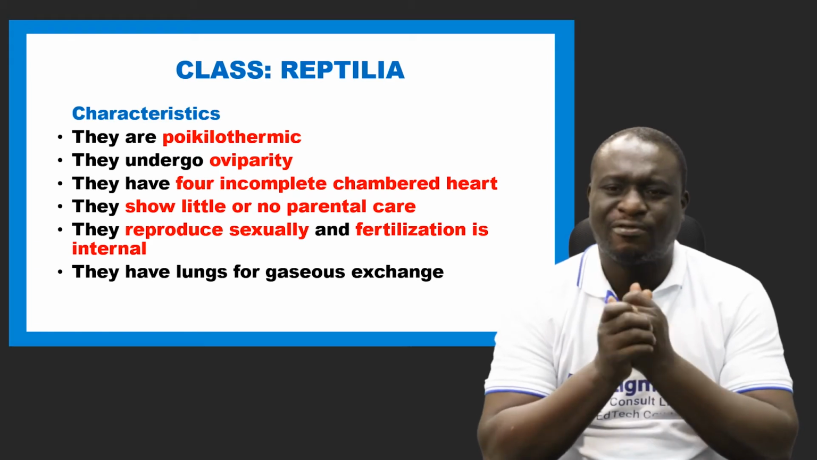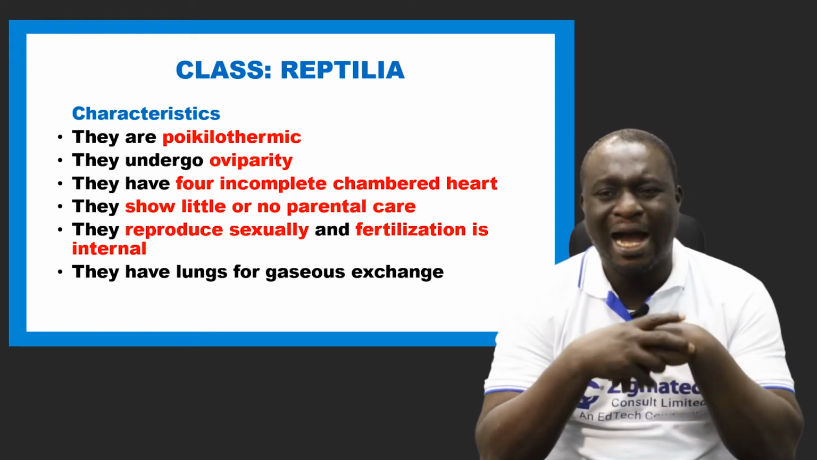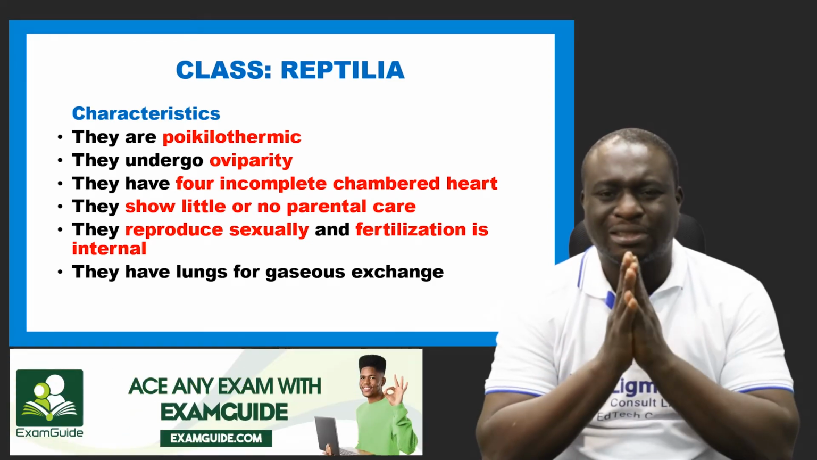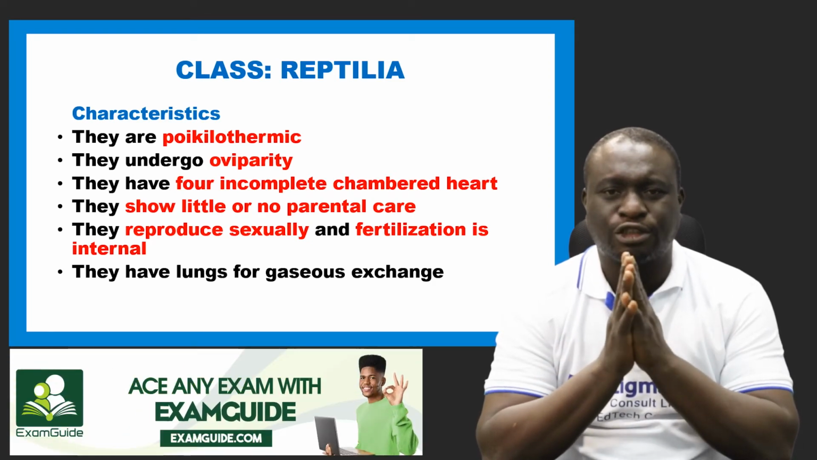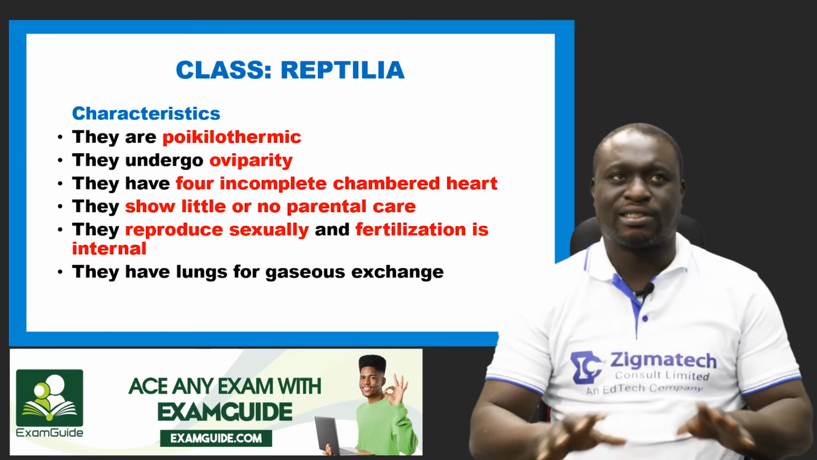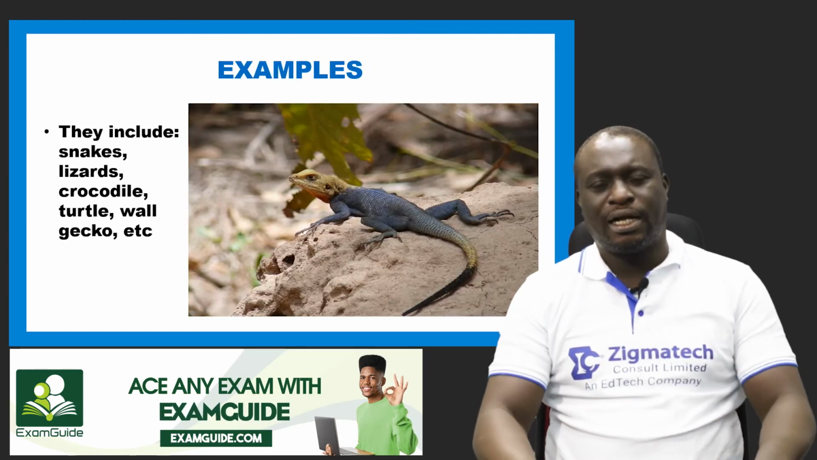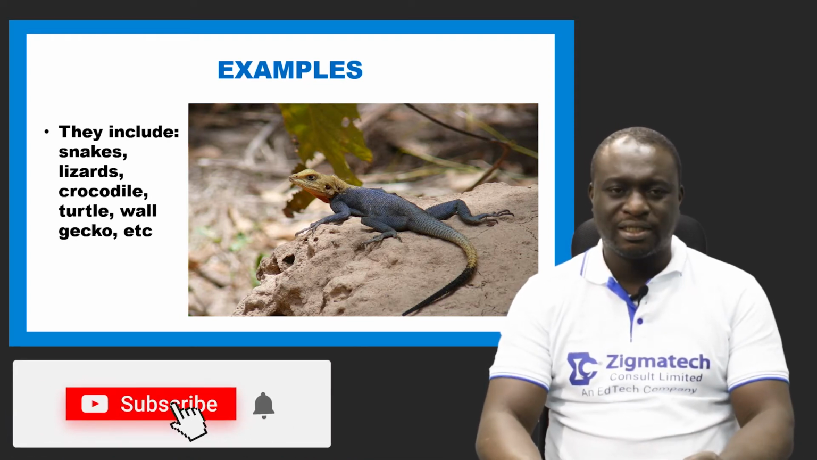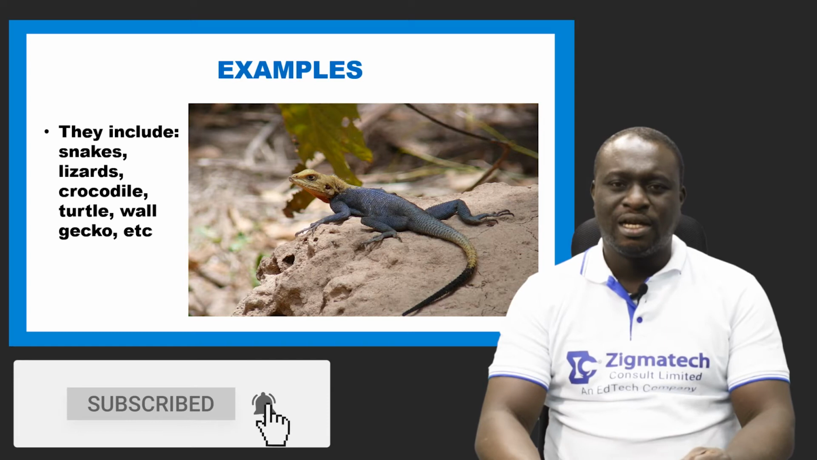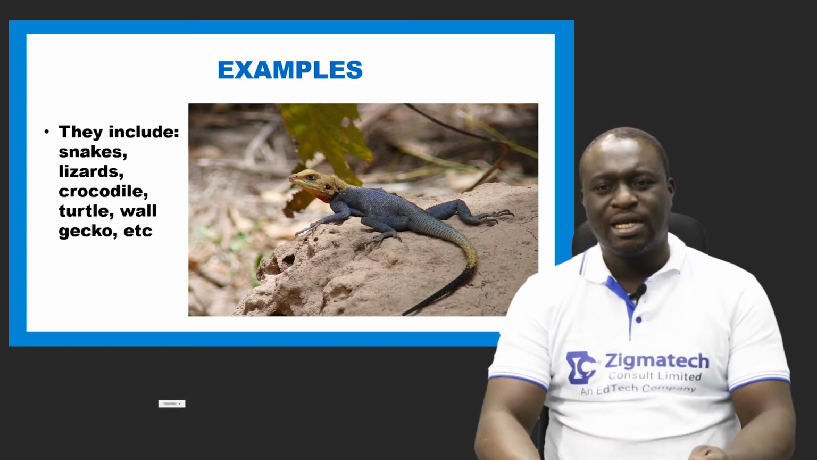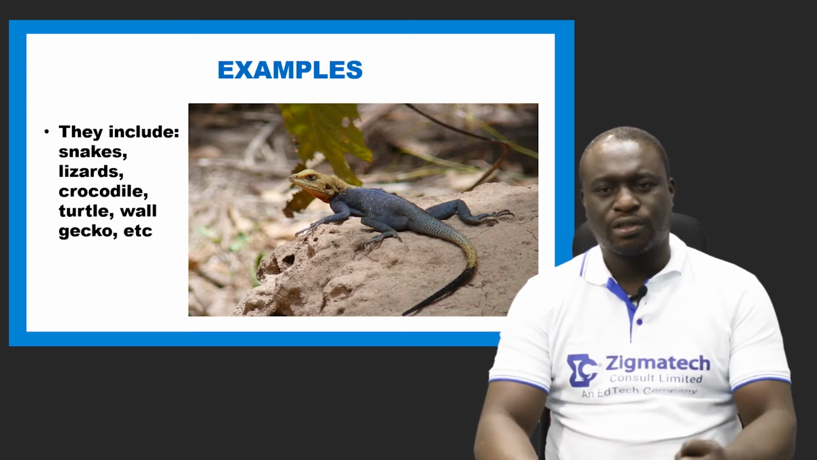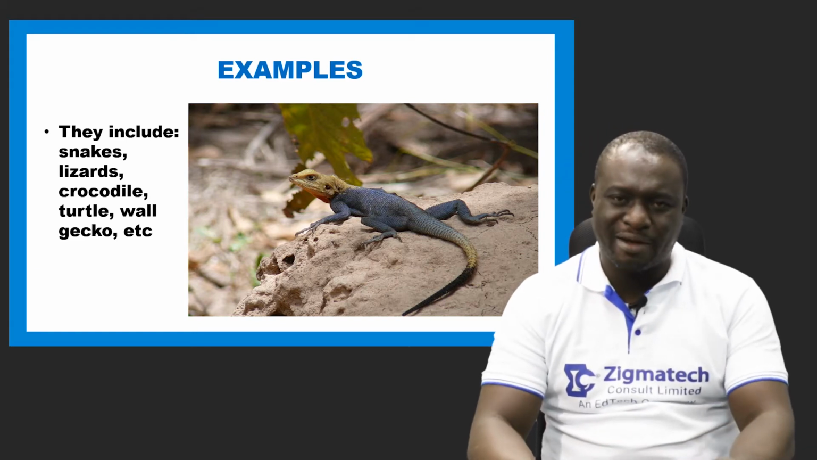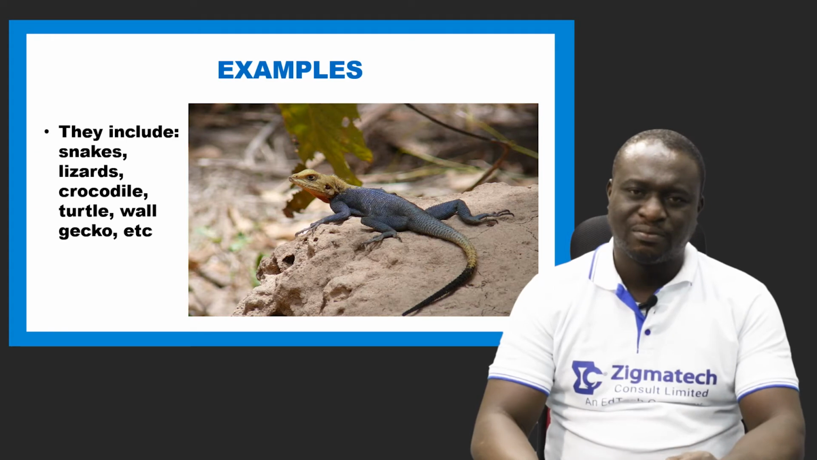And then next, finally, is that reptiles have lungs for what? Gaseous exchange. Reptiles have lungs for gaseous exchange. Let's take a look at some examples. Reptiles include snakes, lizards, crocodiles, turtles, wall geckos, and so on. As you can see on the screen, we have the lizard.